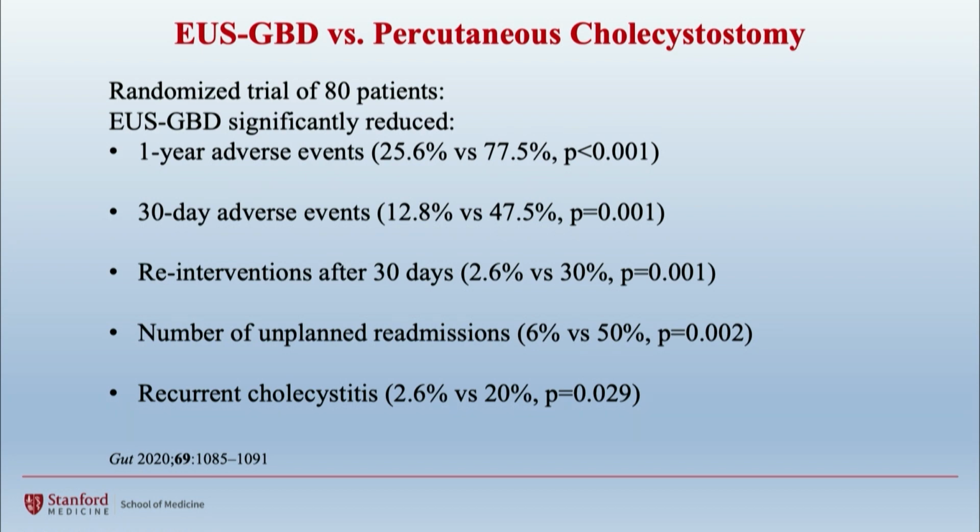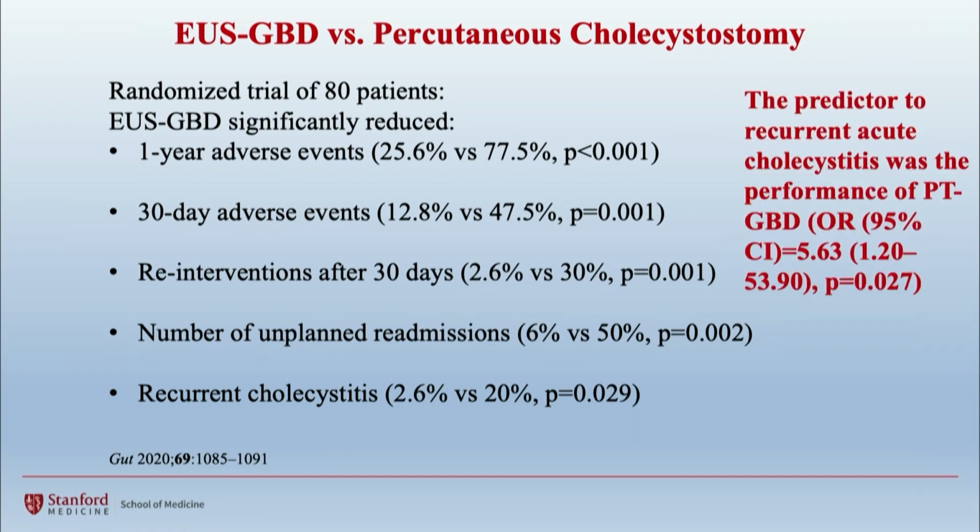As you can see, with recurrent cholecystitis, 2.6% in cases of EUS-guided gallbladder drainage compared to 20% in the case of percutaneous drainage. Again, this intervention is in patients who are at high risk for surgical intervention. So in this study, the predictor for recurrent acute cholecystitis was the performance of percutaneous drainage.